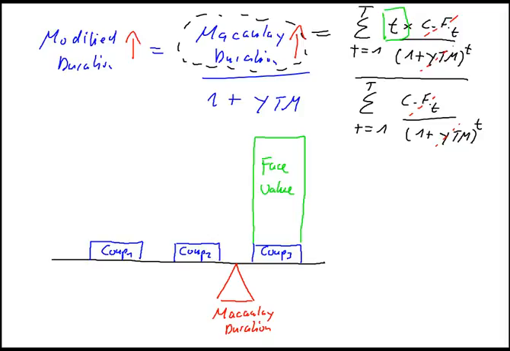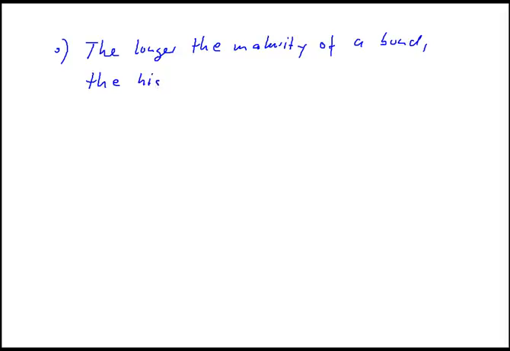Therefore we can conclude the following: the longer the maturity of a bond, the higher the duration, respectively the price volatility.